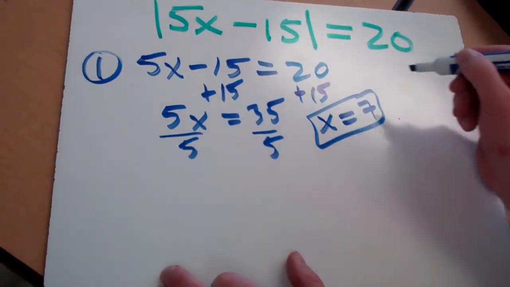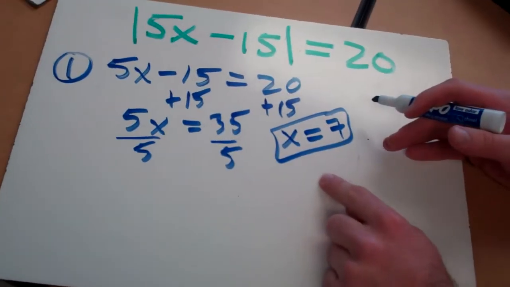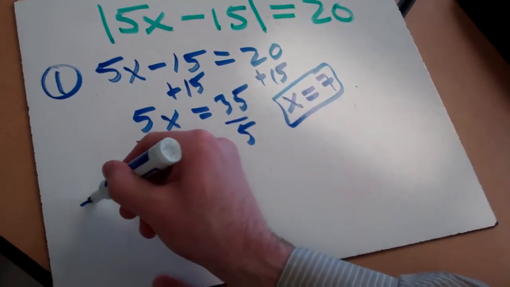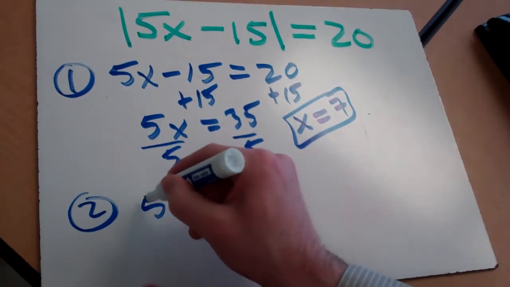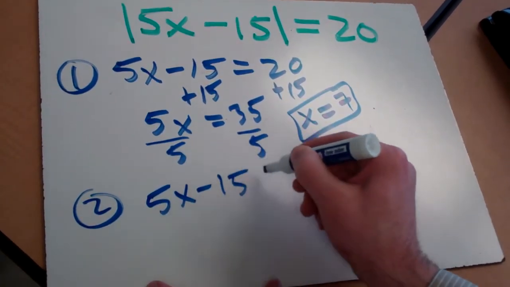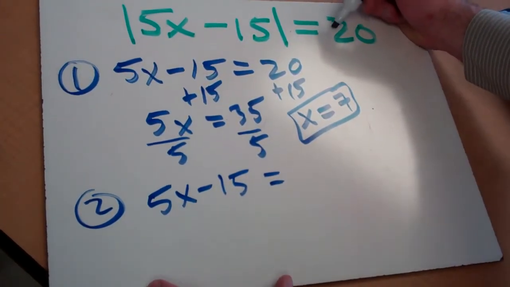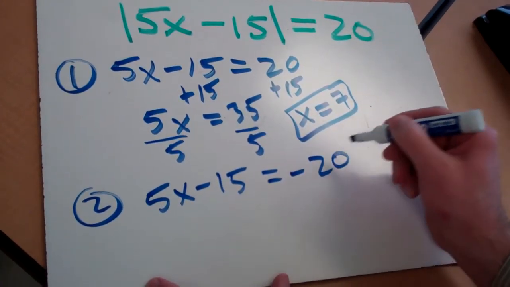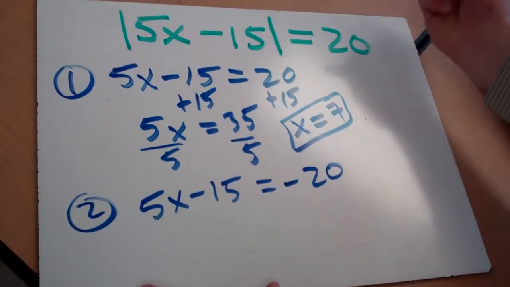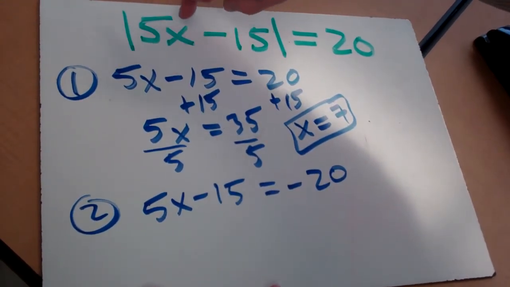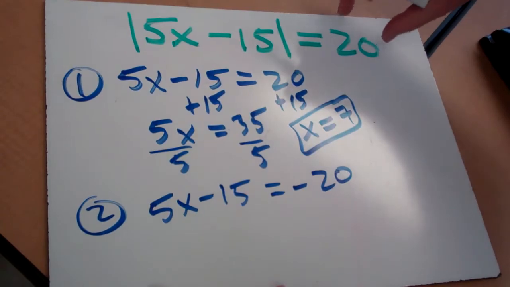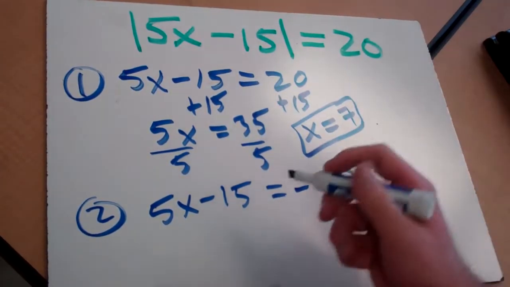But we are not done yet. This is one possible solution. There's another one. So let's set up a second equation. And how to do this? We rewrite 5x minus 15 again. But this time, we make it equal to a negative 20. Negative 20 will provide us with another solution, and that will show that x could be one thing, and x could be another thing, and it could still give us the absolute value of that thing, which equals 20, a positive 20.